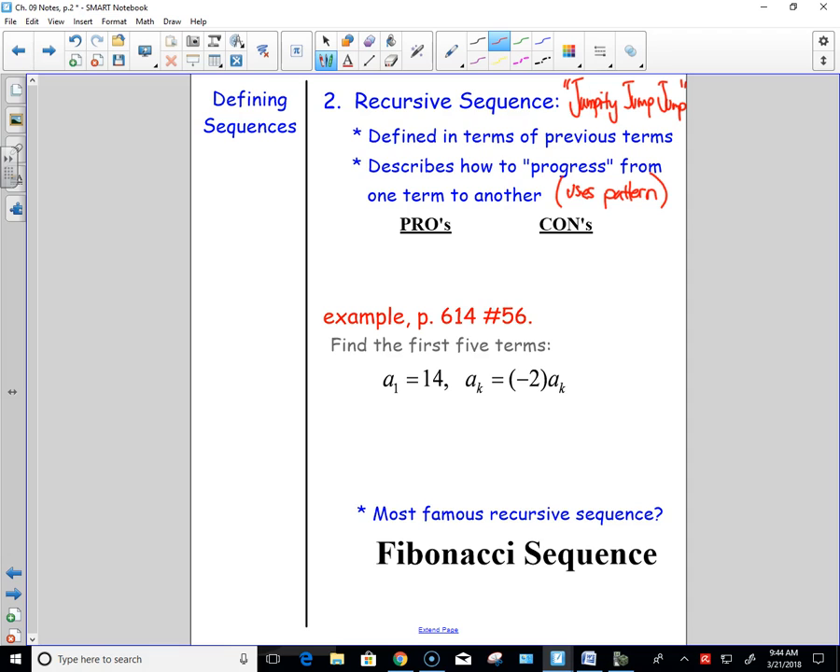The pro is usually the pattern's easier to spot. It's harder to input. Maybe not program. Harder to calculate. It's harder to calculate for large n. It's easier to spot, like the pattern that Joel saw, but it's just harder to calculate.